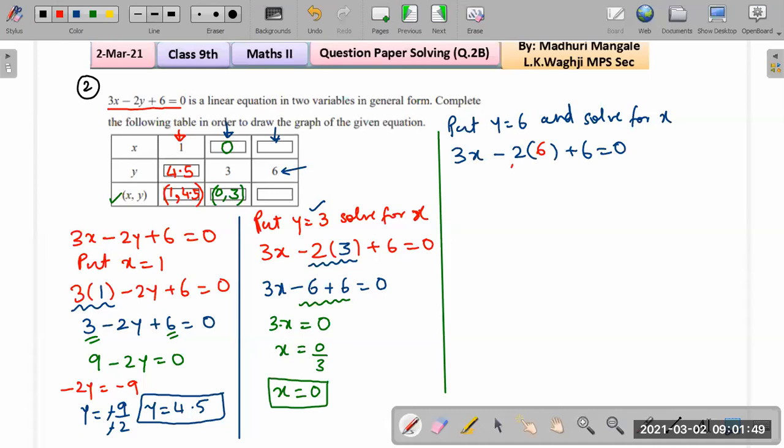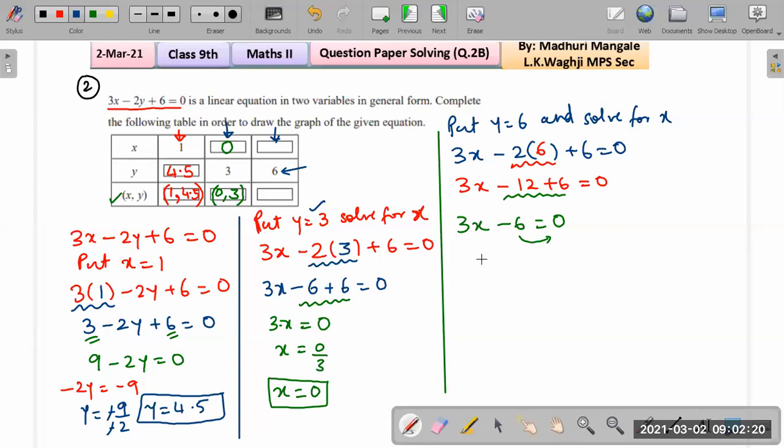What will be the next step? Calculate, simplify, isn't it? So 3x as it is, minus 2 times 6 is 12, plus 6 as it is, equals to 0. All right. And then we combine the like terms. So that will be 3x minus 12 plus 6 will be minus 6, which is equals to 0. Correct? And we have to bring x by itself. So get rid of this minus 6.